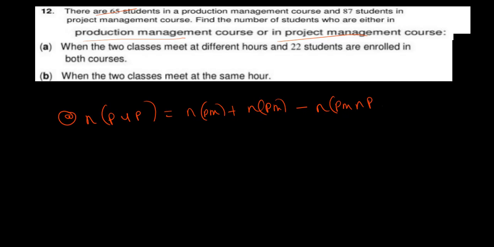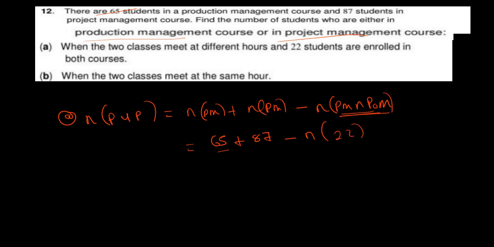All right, so like that. Once we do this, we're going to get 65 students from the production management course plus 87 students from project management, then minus, we are finding these ones who were enrolled when the two classes met at different hours. 22 students are enrolled in both courses, so that's the intersection, so I'll put 22 there.